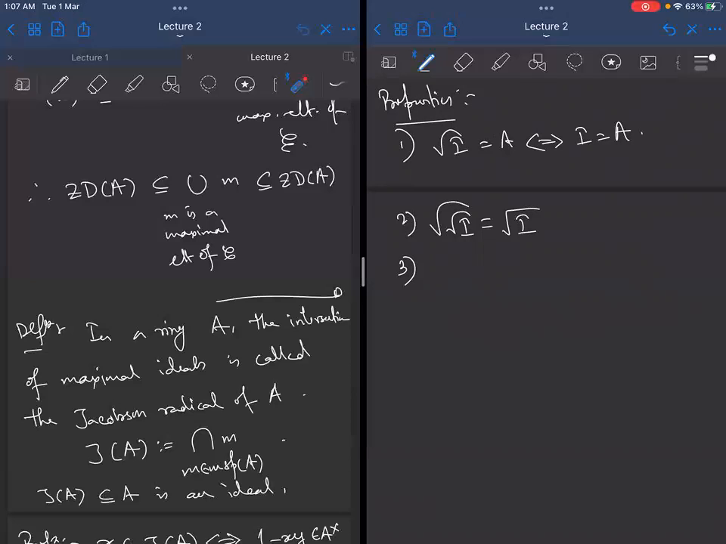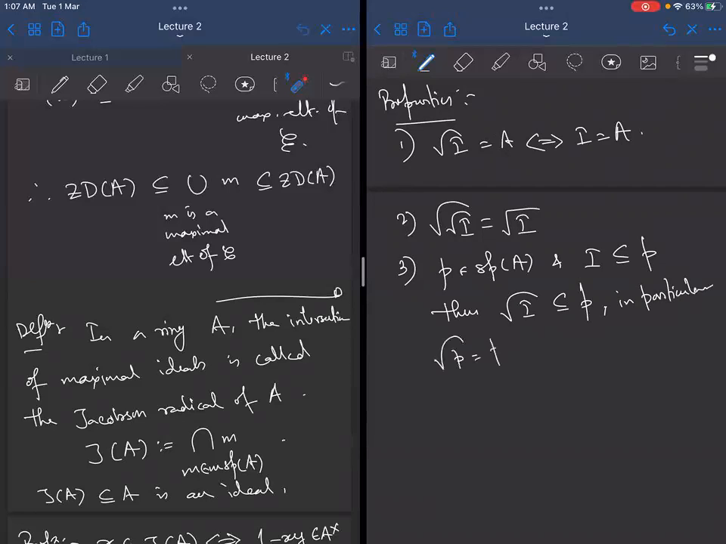Suppose P is a prime ideal and I is contained in the prime ideal P, then radical of I is also contained in the prime ideal P. In particular, if you take I equal to P, radical of P is P. So radical of a prime ideal is the same prime ideal. That means prime ideals are radical ideals.